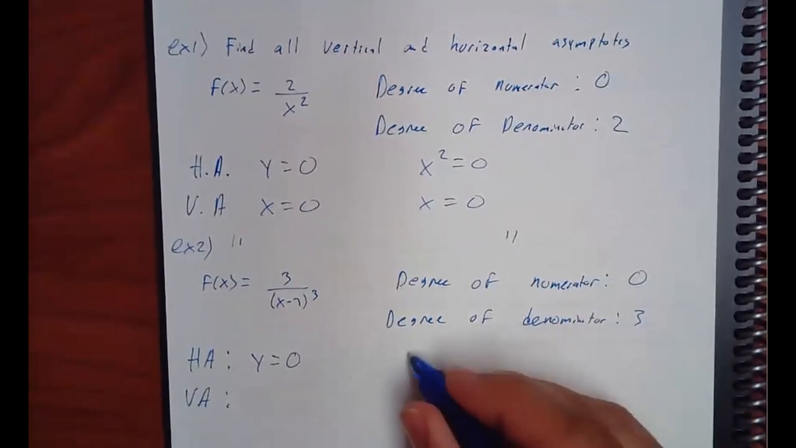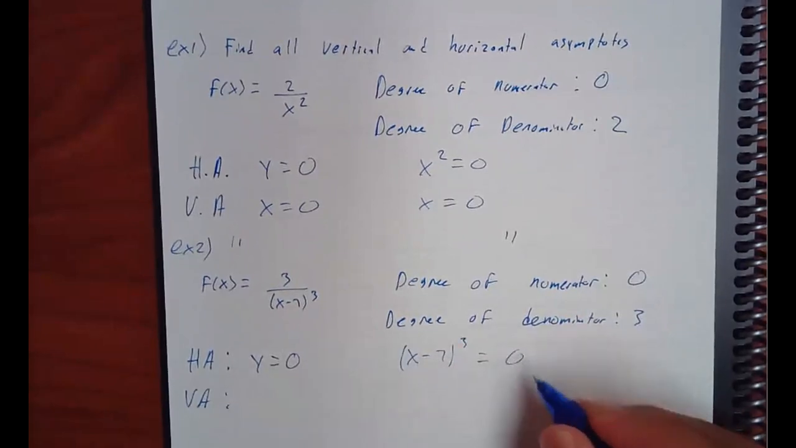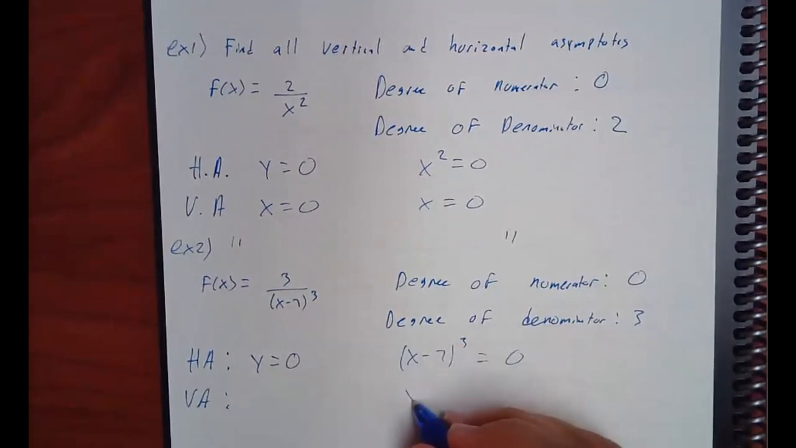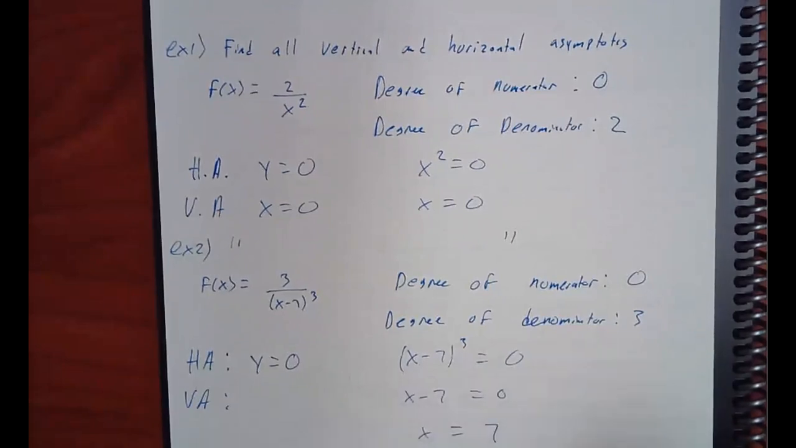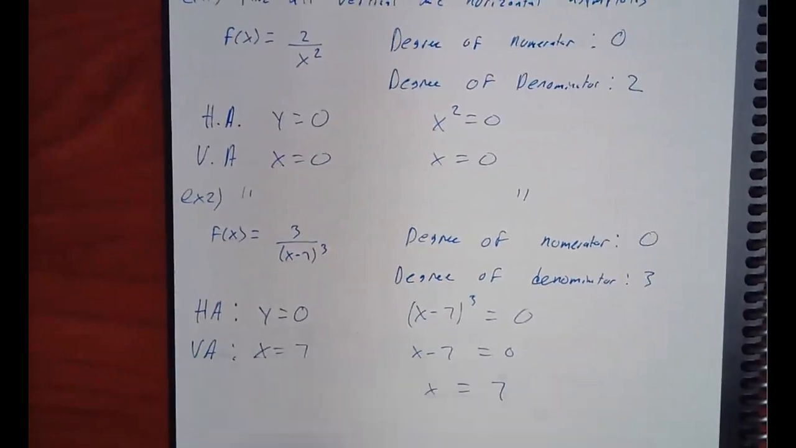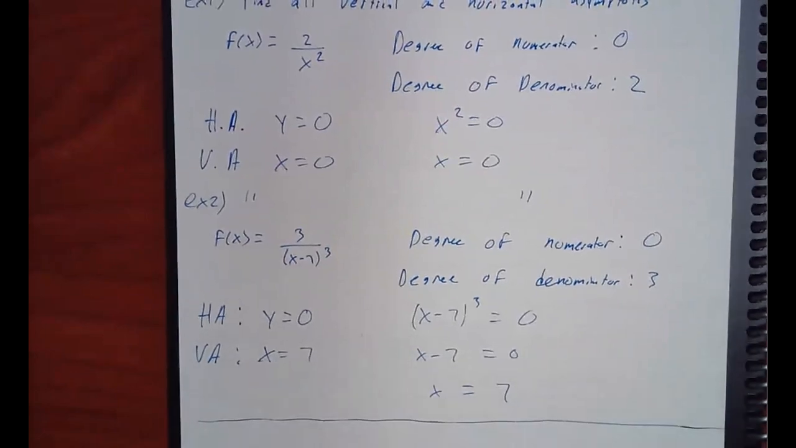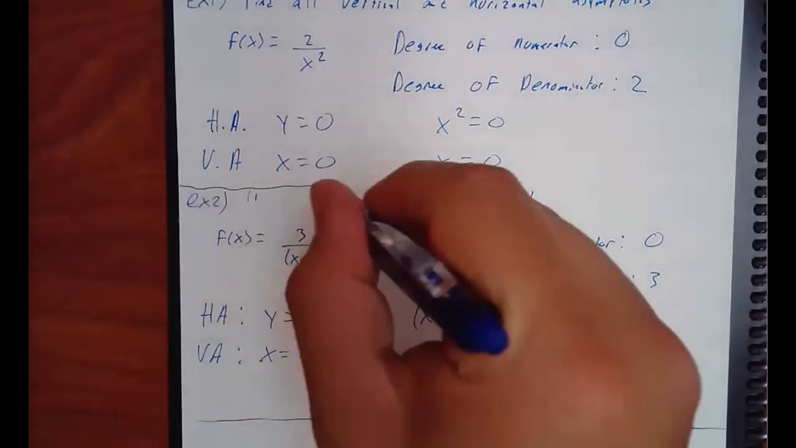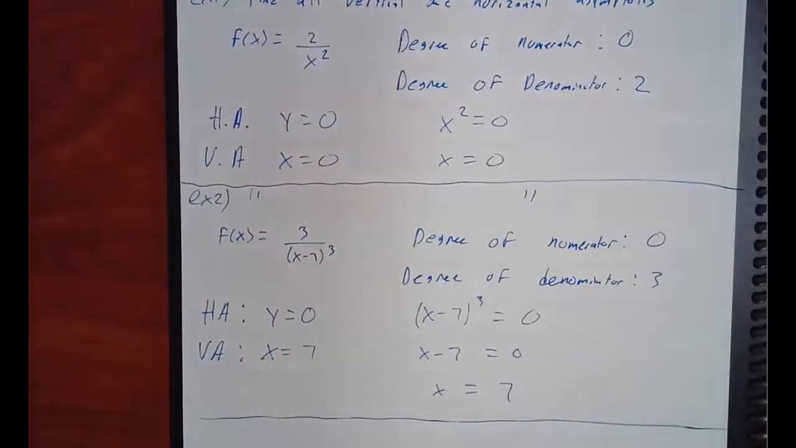To find the vertical, you just set the bottom to 0. Cube root both sides will get me to here, right? Add 7 over. There is my vertical. Any questions on number 2? It's not too bad, right?